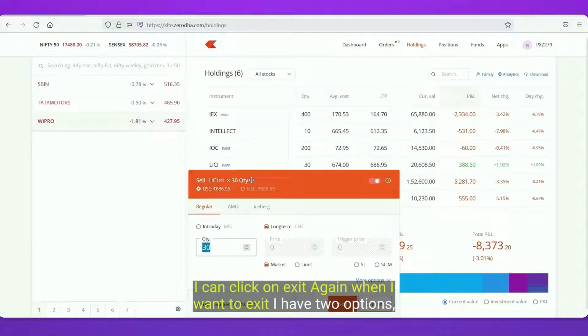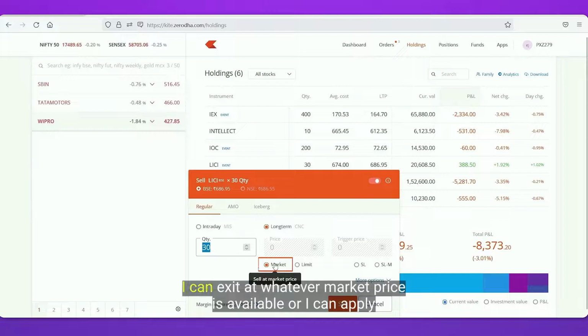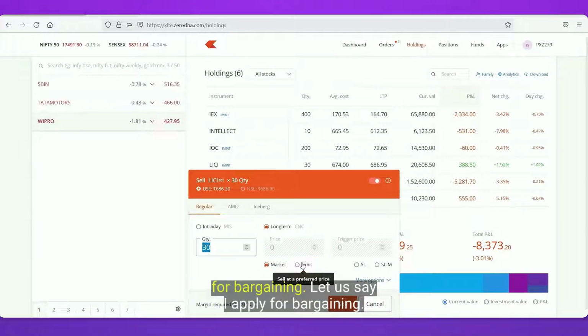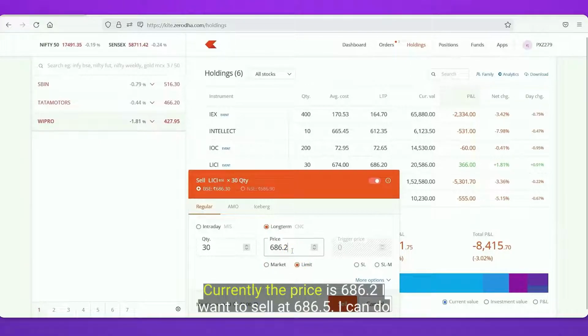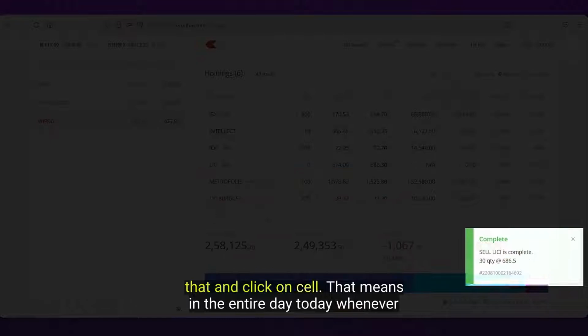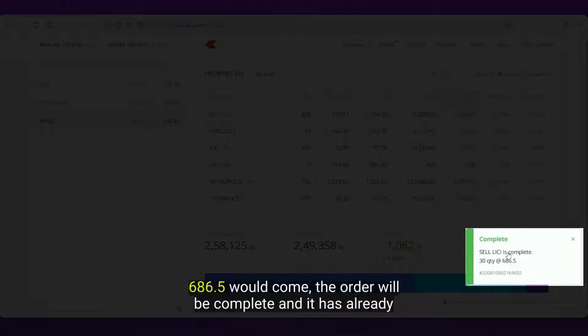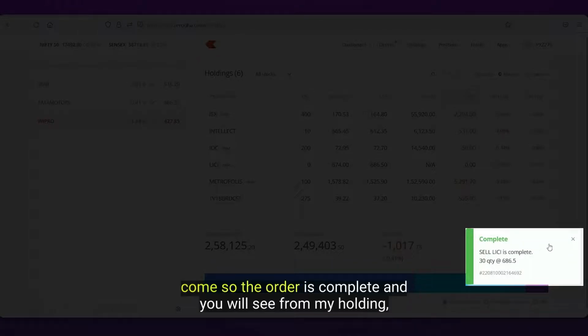Again, when I want to exit, I have two options. I can exit at whatever market price is available, or I can apply for bargaining. Let us say I apply for bargaining. Currently the price is 686.2. I want to sell at 686.5. I can do that and click on sell. That means in the entire day today, whenever 686.5 would come, the order will be complete, and it has already come, so the order is complete.